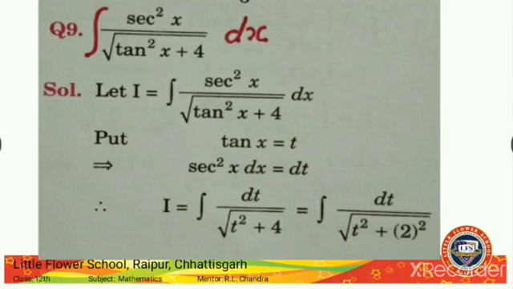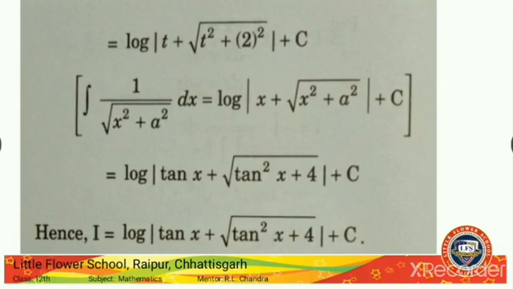Refer question number 9. Integrate sec square x upon root tan square x plus 4. Let I is equal to this. Here put tan x is equal to t. Why are we putting this? To change the above question in integrable form. d/dx of tan x is sec square x, so sec square x dx is equal to dt. I is equal to integration dt upon root t square plus 4, where 4 means 2 square.